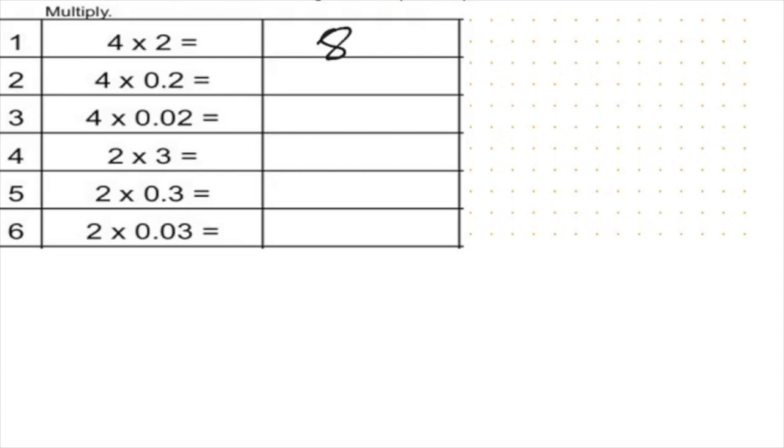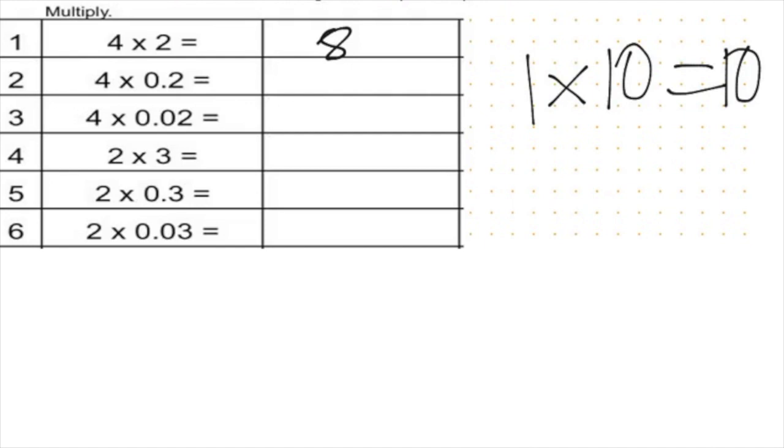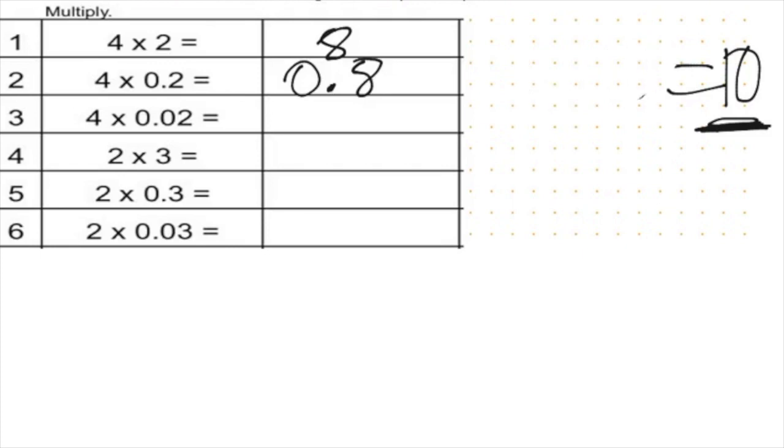Excellent. For number 2, our 4 is in the ones place, and our 2 is in the tenths place. So 1 times 10 is 10. Why did I multiply 1 times 10? Because the result is going to tell me what place my answer is going to be. My answer will be in the tenths place. So 4 times 2 is 8. My answer is 8 tenths, 0.8.